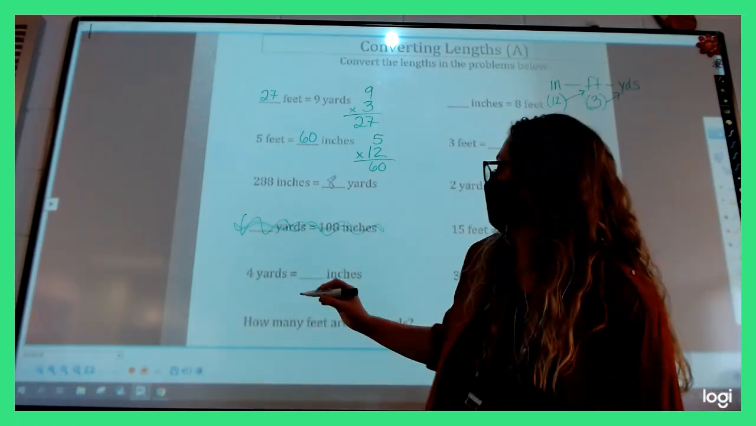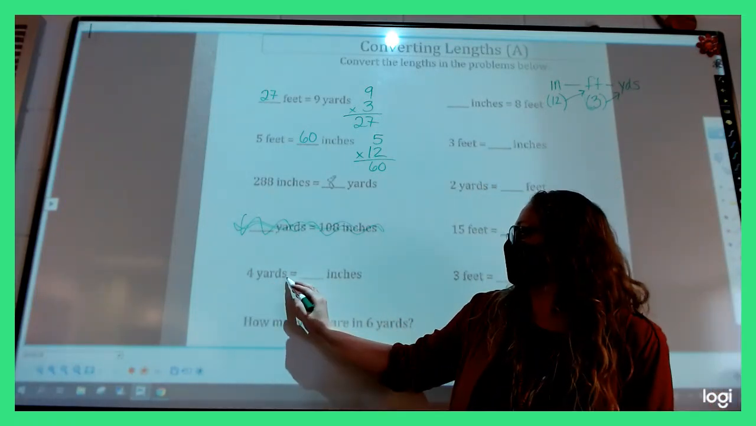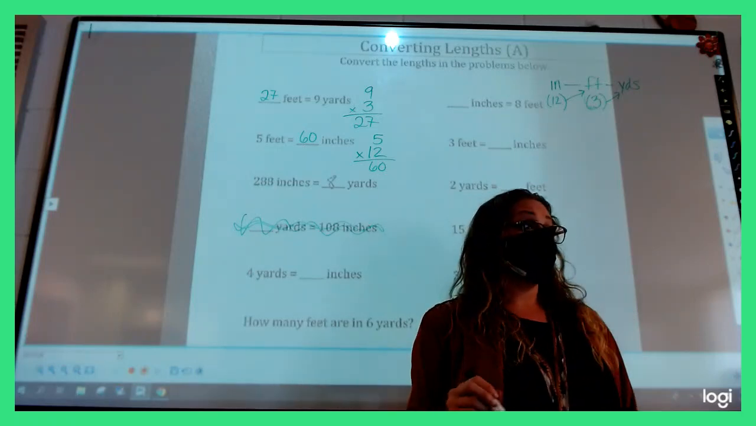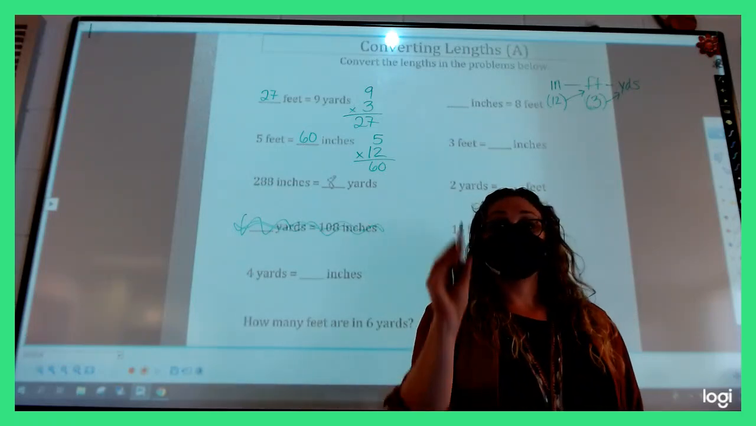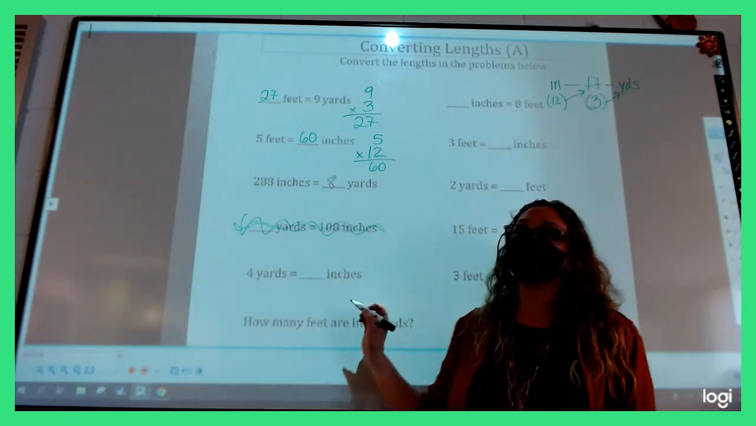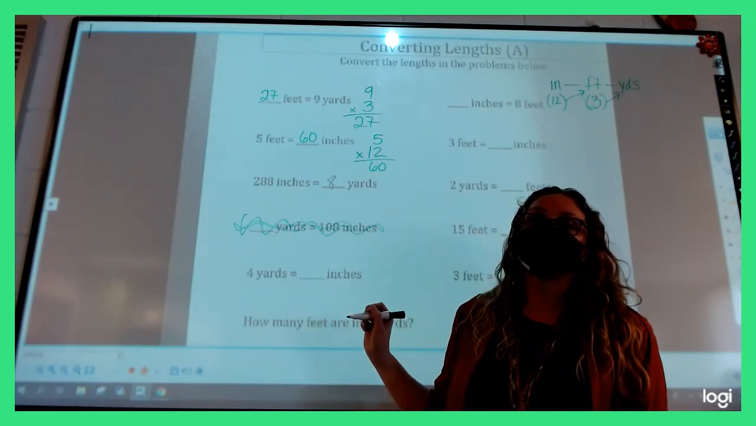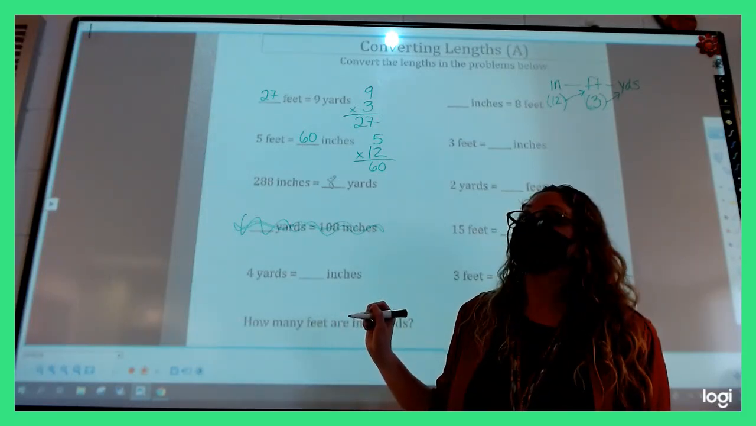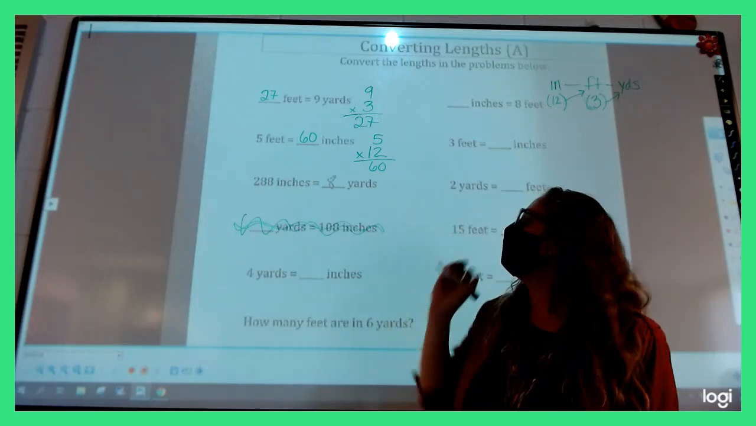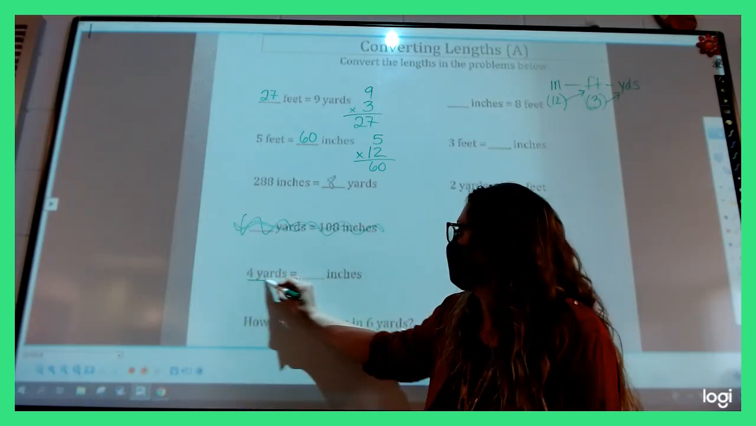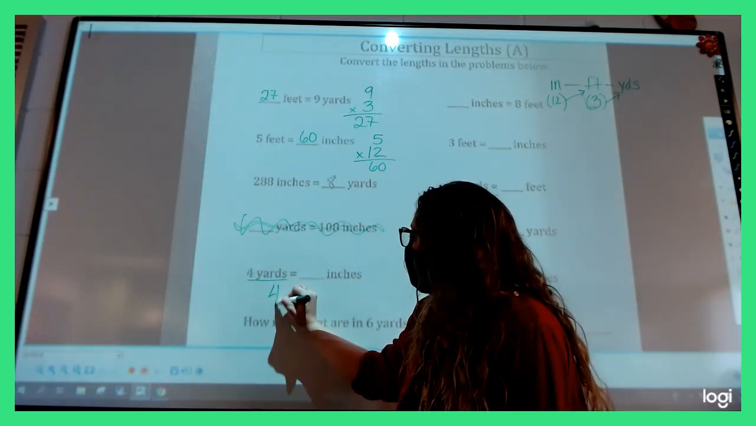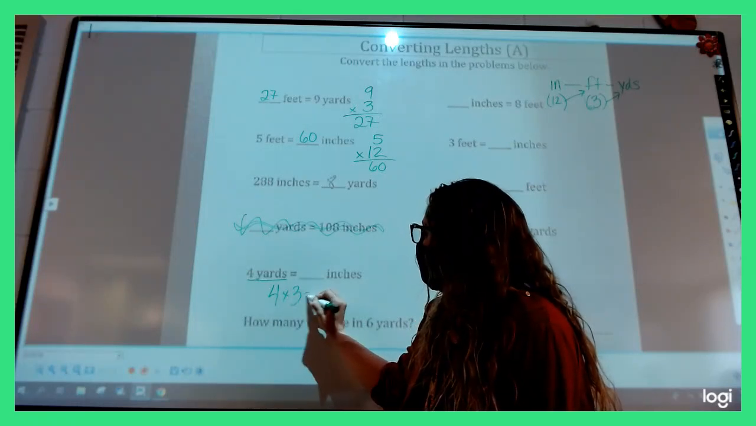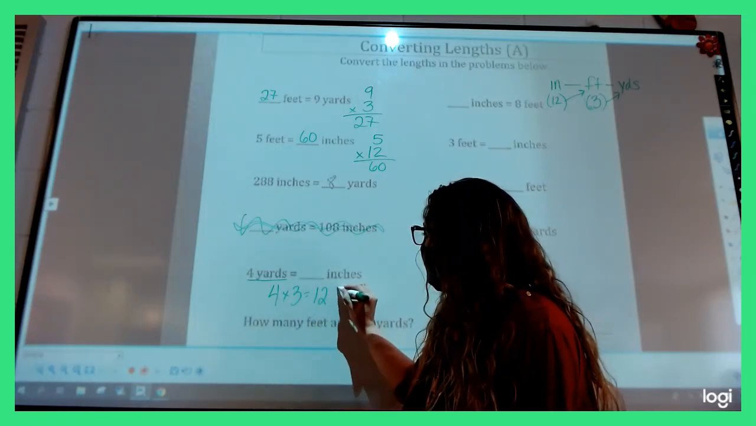We'll try it together. If I have 4 yards, first of all, can we figure out how many feet we've got? Josiah? Yeah. How would I do that? You do 4 divided by 3? No. 4 times 3. 4 yards. There's 3 feet in a yard. So 4 times 3 would be 12 feet.